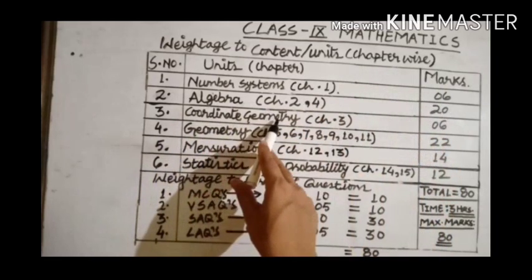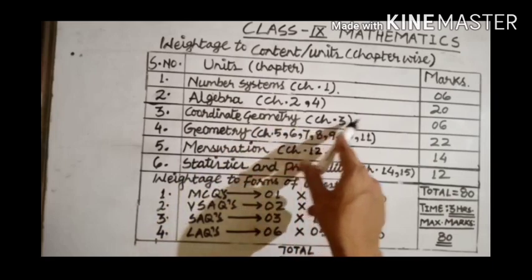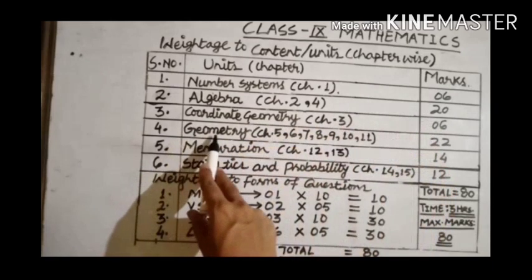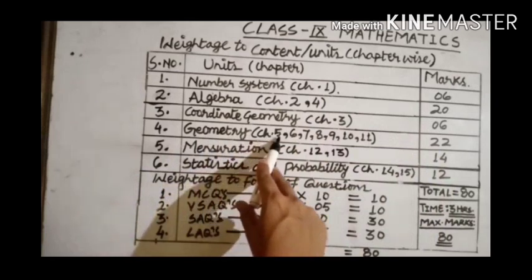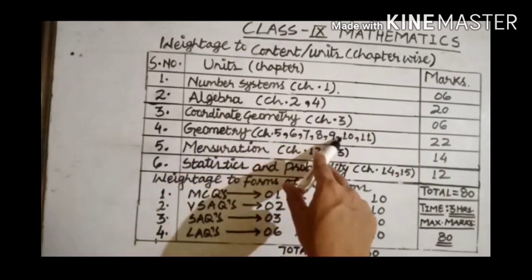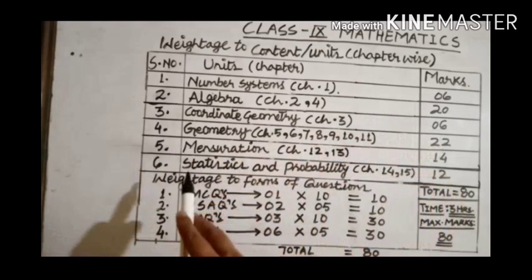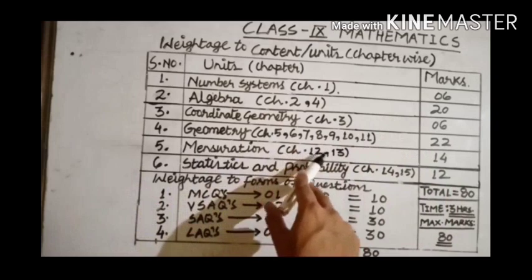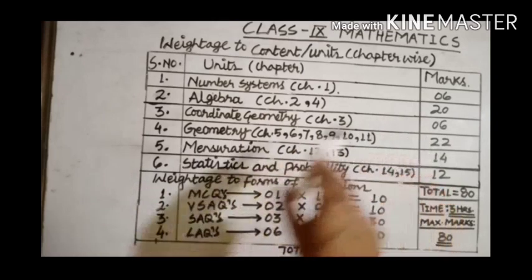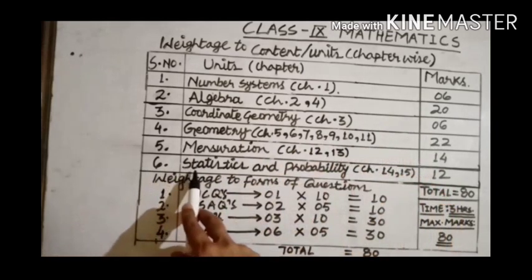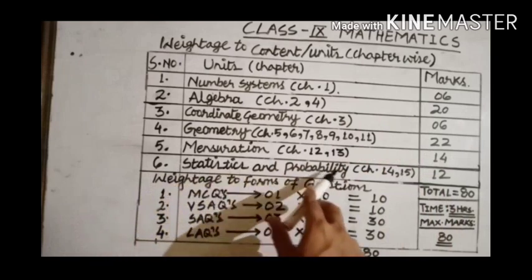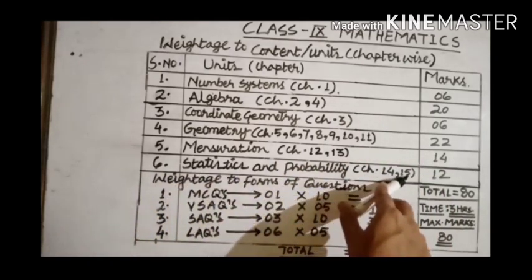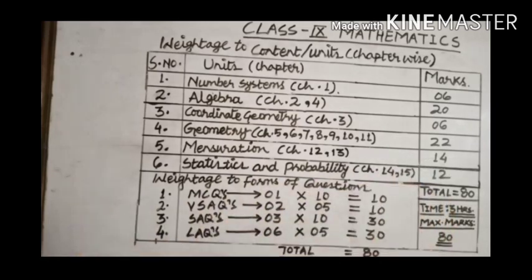Third is coordinate geometry, containing chapter number 3 only, carries 6 marks. Fourth is geometry, containing chapter number 5, 6, 7, 8, 9, 10 and 11, carries 22 marks. Fifth one is mensuration, containing chapter number 12 and 13, carries 14 marks, and the last one is statistics and probability, containing chapter number 14 and 15, carries 12 marks. In total, it is of 80 marks.